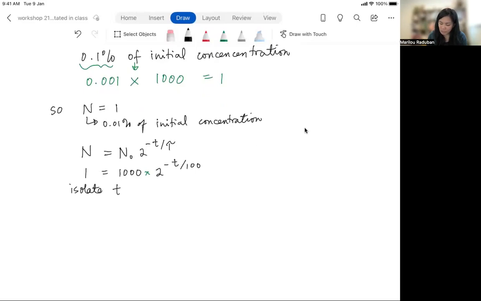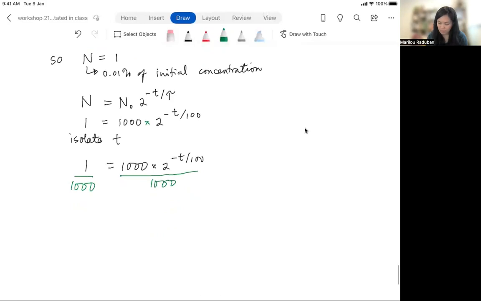t is in the exponent of base 2, and hopefully by now we know that before you can use the logarithm to get rid of base 2, you have to have the base by itself. So we have to get rid of 1,000 by dividing both sides by 1,000.